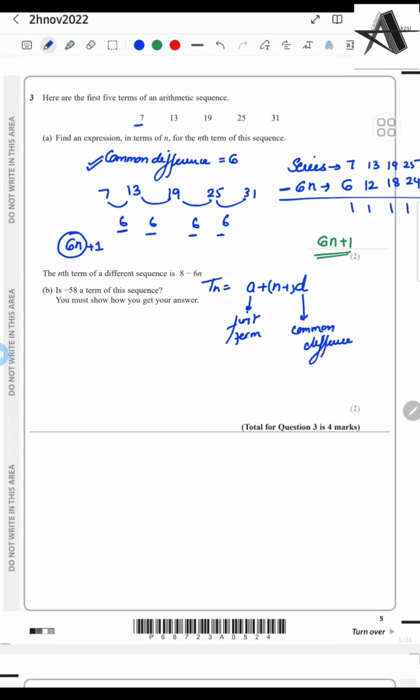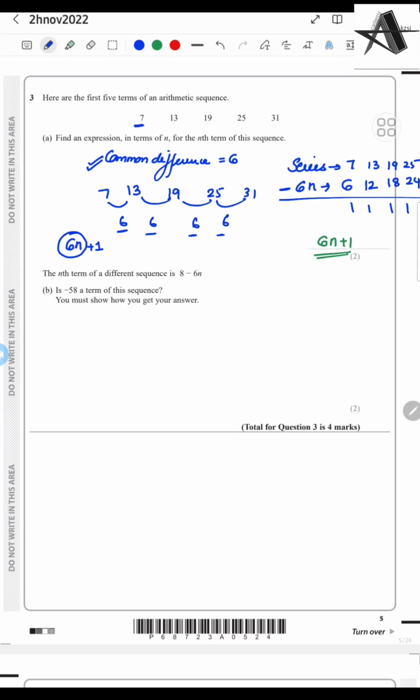So the first term in this series is 7. 7 plus (n minus 1), and d represents the common difference that we just calculated, which is 6. 7 plus 6 times (n minus 1). 7 plus 6n minus 6, or 6n plus 1. So you can clearly see this comes out to be the same, 6n plus 1. Either way you can solve, but as I told you, the preferred one is the one that I have solved up there, because that will help you in calculating the quadratic sequence as well. Quadratic sequence is a little bit tougher, a little bit complex, but the starting few steps are exactly the same.